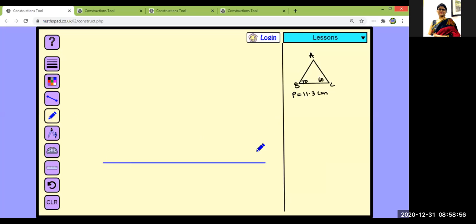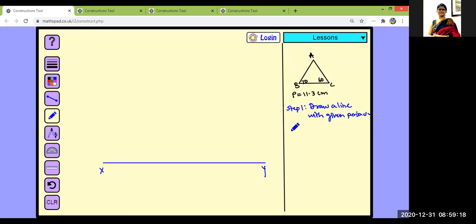We are going to label it. Students, this is not the base BC, so we can label it as XY. So step 1, draw a line with the given perimeter.